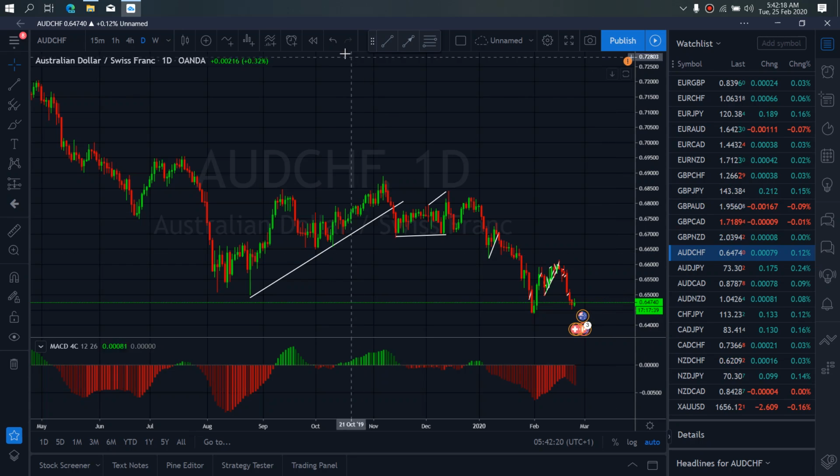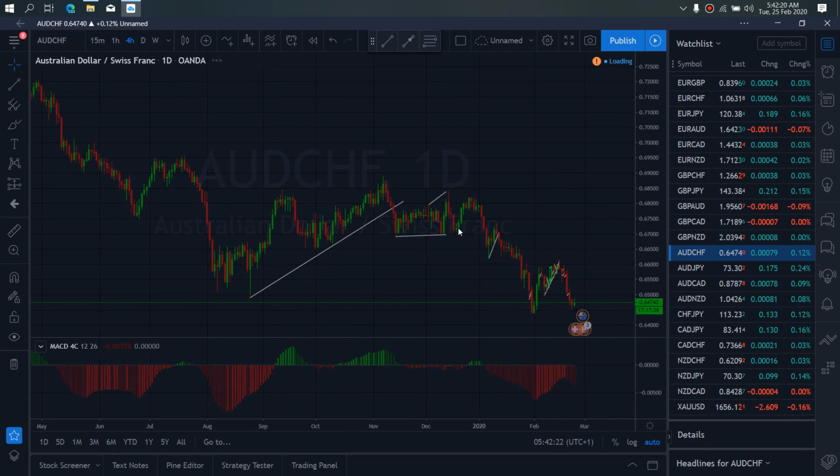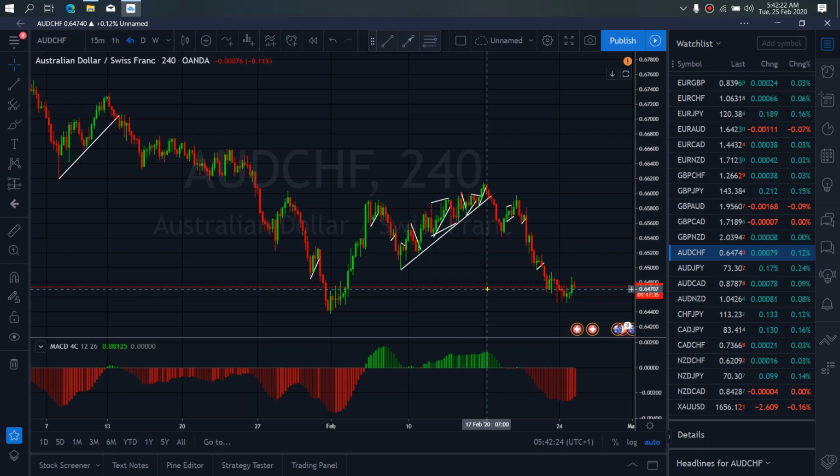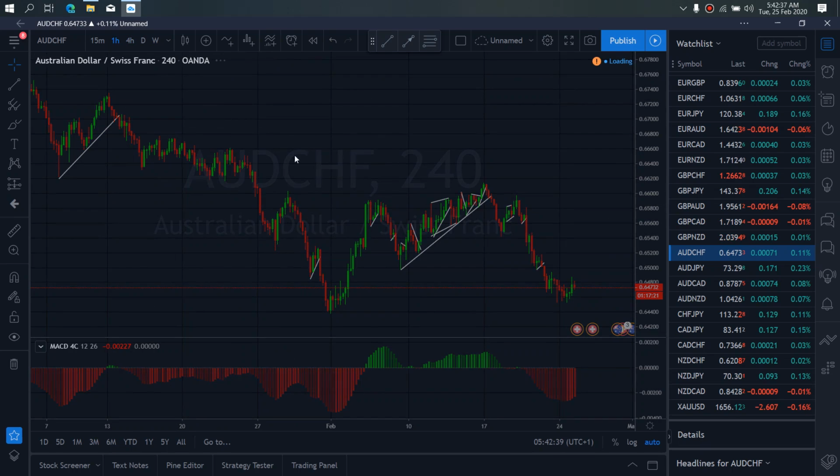So if we zoom to 4-hour time frame on Aussie Swiss, on the 4-hour time frame, we are looking at this as a flat structure right now. So we want to watch it give us the final push down to tag that low for it to reverse upside. So we want to watch out for this small sell and for the reversal on Aussie Swiss.